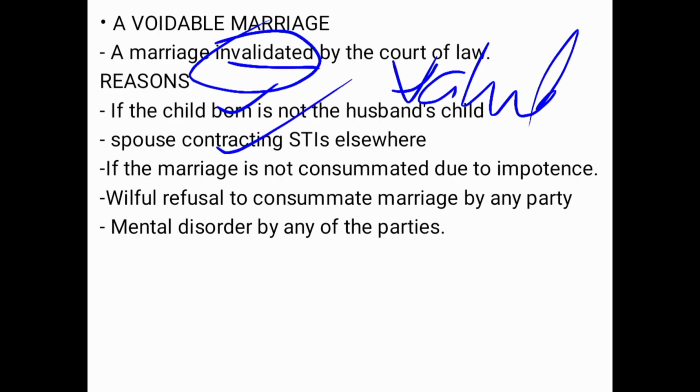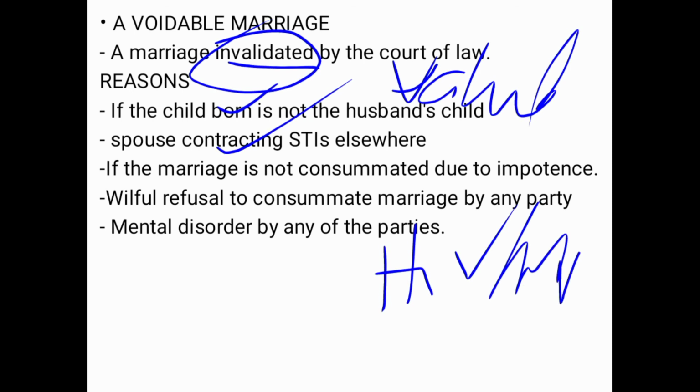Two, a spouse contracting STIs elsewhere. When getting married, both spouses were negative. For example, let's take HIV and AIDS. When getting married, both spouses were HIV negative. All of a sudden, the wife or the husband becomes positive. Where have you gotten it from? That may lead to invalidating the marriage by the court.